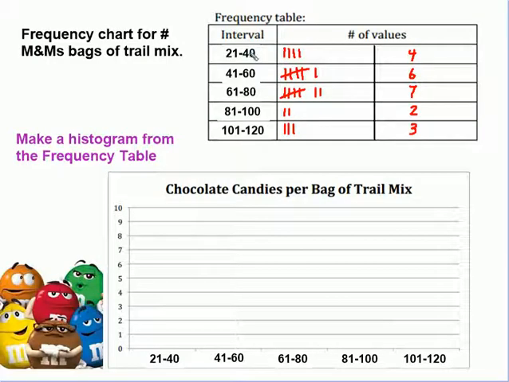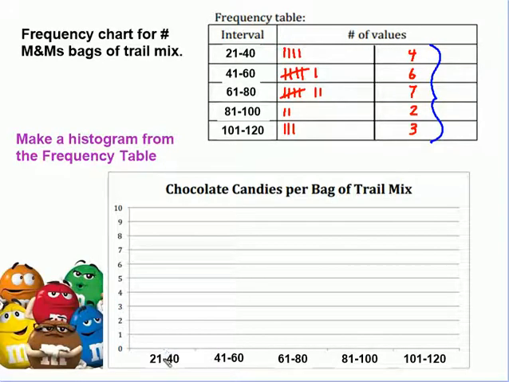Now we can make our histograms from frequency tables or frequency charts. So right over here you'll see we have our frequency table. This is left over from our M&Ms from before. We counted the number of M&Ms in trail mix. So we're going to make a histogram from our frequency table. This is our frequency chart for the number of M&Ms per bag of trail mix. And this is our data right over there.